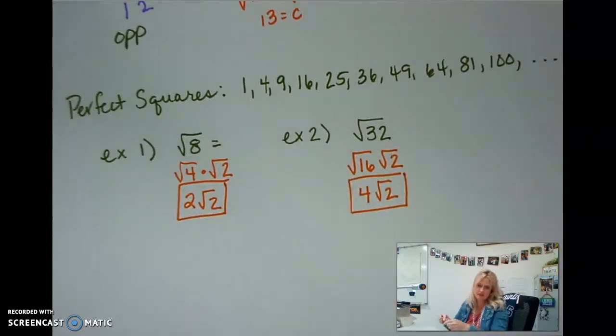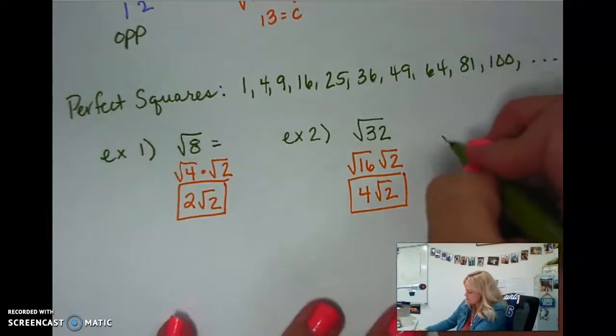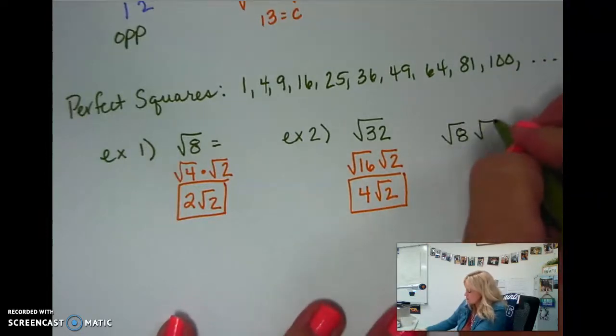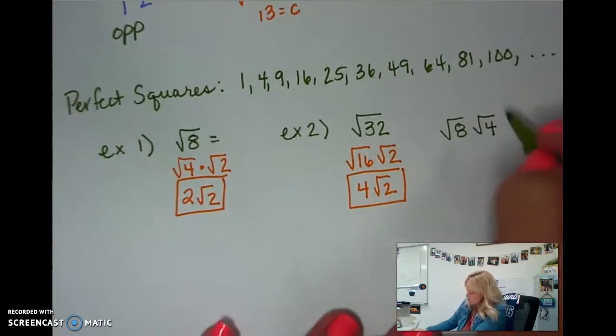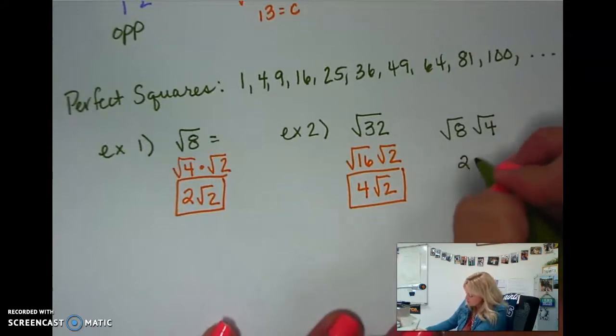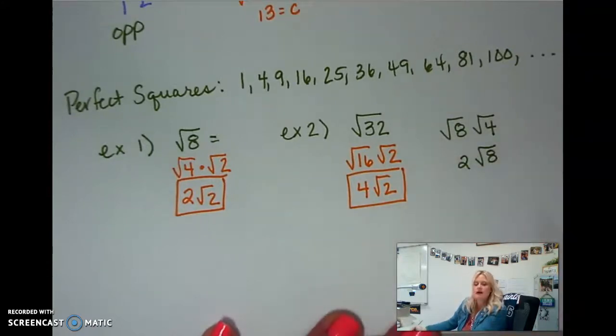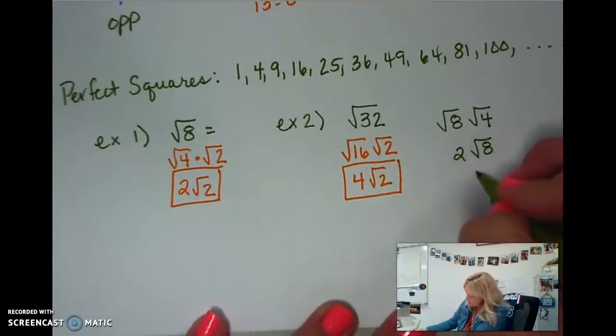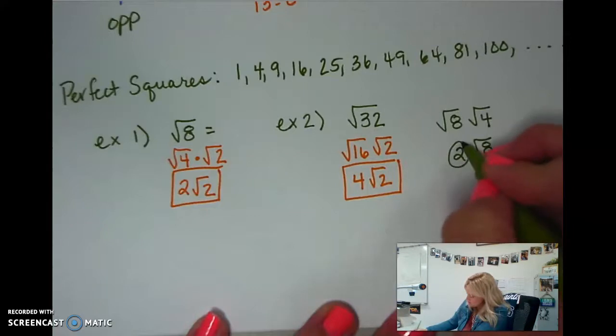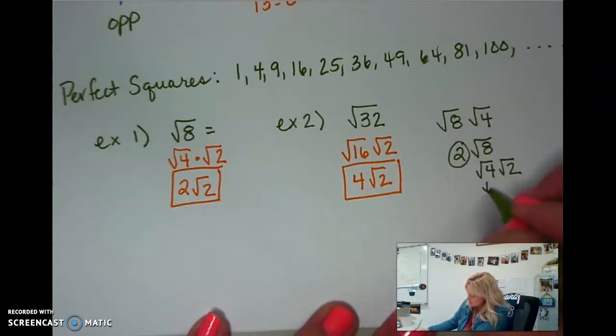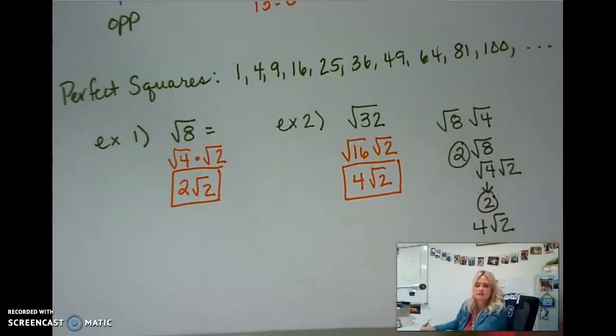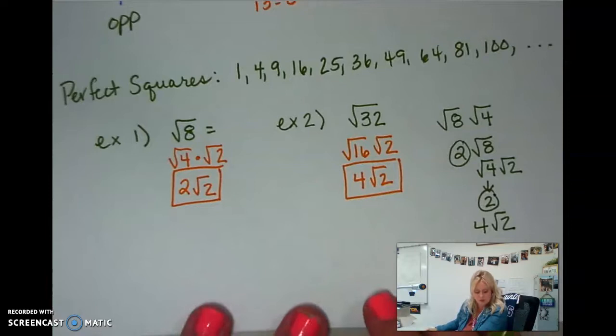Let's pretend I would have picked the square root of 8 times the square root of 4. Well, we would have gotten 2 square roots of 8. However, the square root of 8 can be broken down into 4 times 2 also. So now we would have had this 2, and this 2 square root of 2, or 4 square roots of 2. So it's much easier if you pick the biggest one.